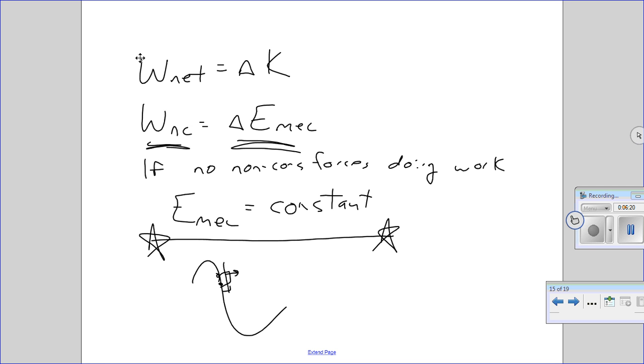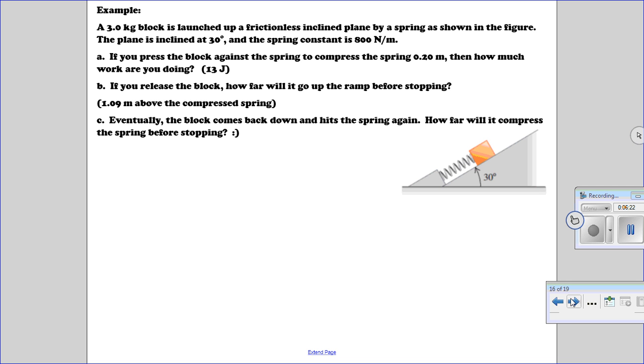So let's do an example. This is a two-part example. We're going to do the same example twice, once without friction and once with friction. Here we go. We've got a 3-kilogram block, and it's going to be launched up a frictionless inclined plane by a spring as shown in the figure. The plane is inclined at 30 degrees, and the spring constant is 800 newtons per meter.